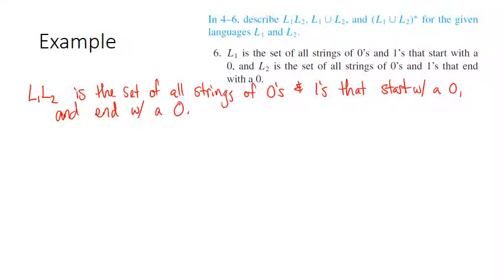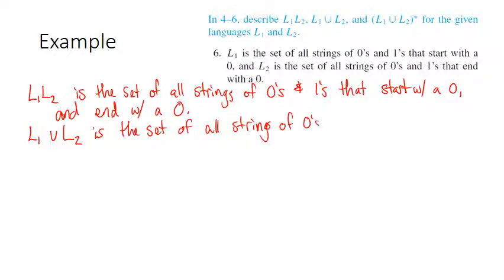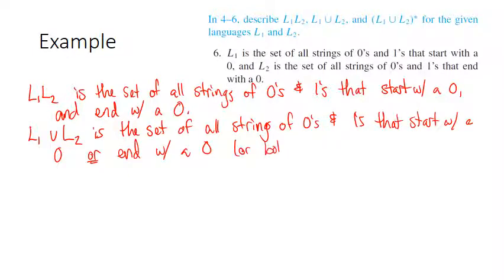Okay? And then for L1 union L2, you're taking something from L1 or something from L2, and you're not concatenating at all. So this is just going to be the set of all strings of zeros and ones that start with a 0 or end with a 0, or both. So it could be both, because there could be things in L1 and L2 that do both.